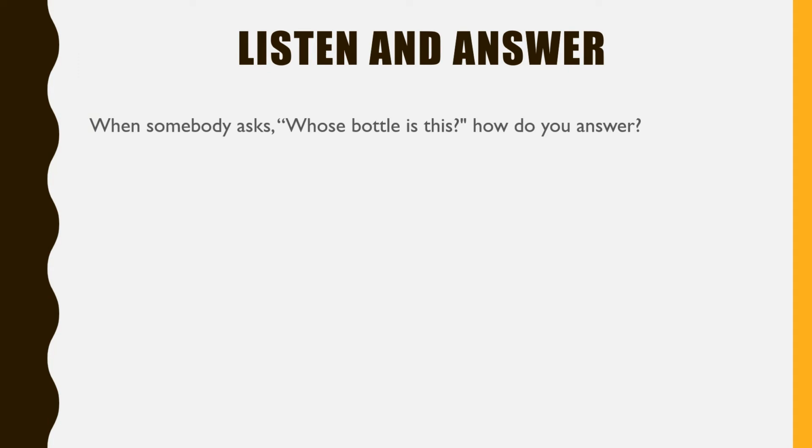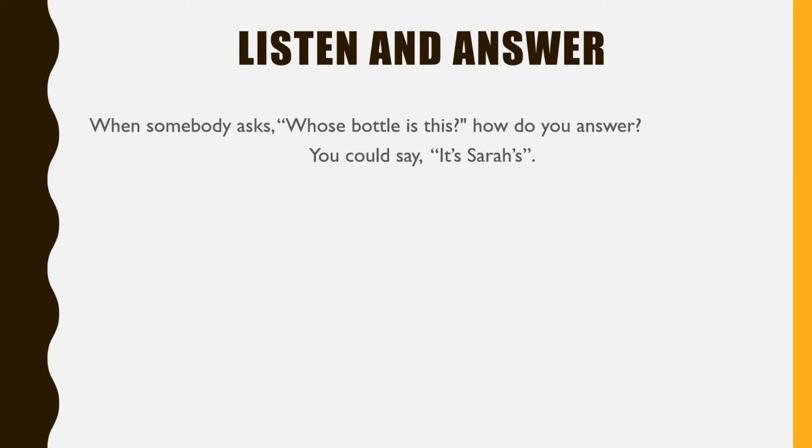So imagine that you have a bottle that is very near to you, and then somebody comes and asks you whose bottle is this. So first of all, is the bottle near to you or far from you? They have used the word this. So it means the bottle is close to you. Now, how do you answer this question? Whose bottle is this? You could say it's Sarah's.